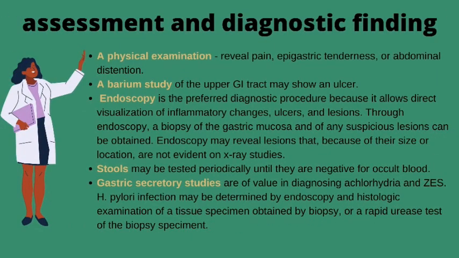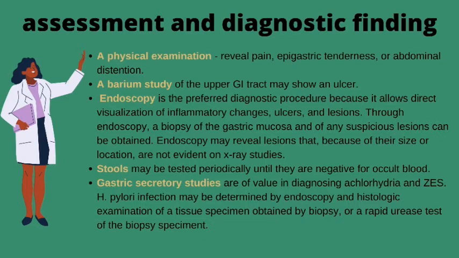We are going to see now the assessment and diagnostic findings. Here we are going to see certain points. First is physical examination, second is barium study, third is endoscopy, fourth is stool, and fifth is gastric secretory studies.